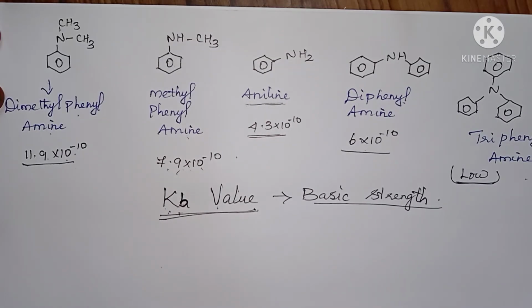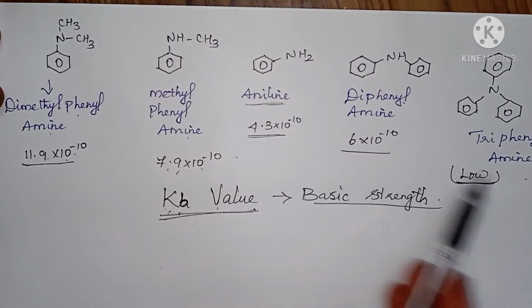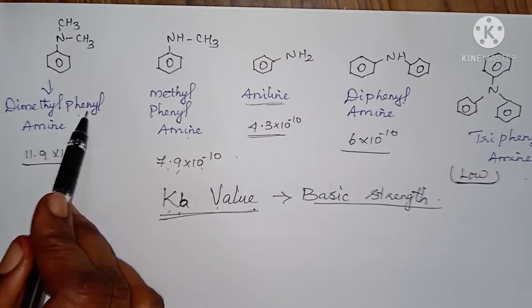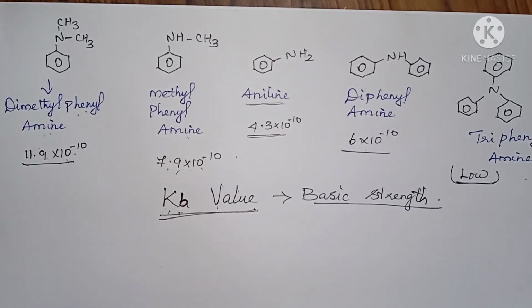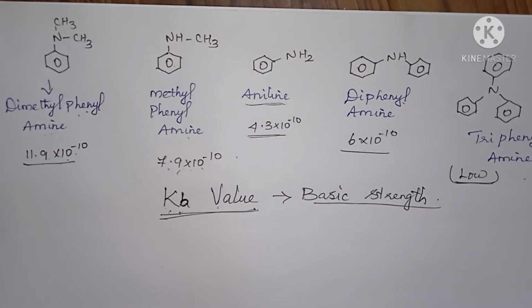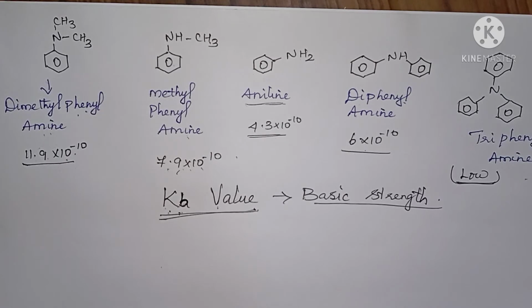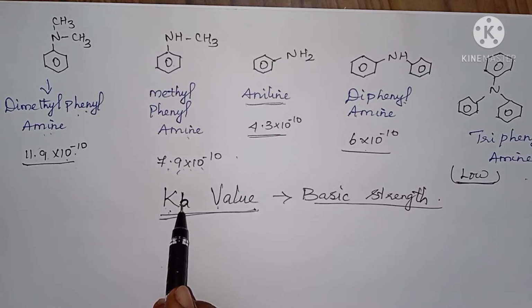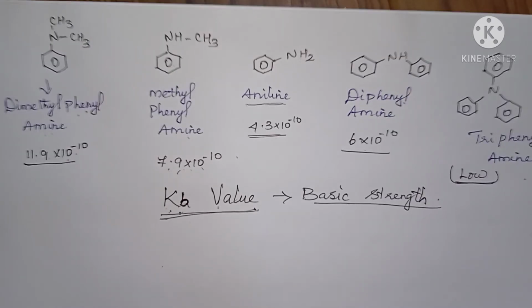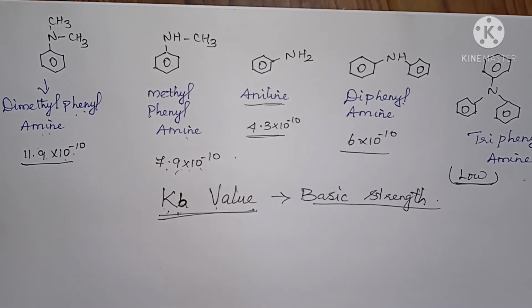So which is having more basic character? Naturally, dimethyl phenylamine. So wherever the methyl group, acetyl group is at the higher point, that will have the highest Kb value. That means the basic strength value will be higher. Hope you got it.